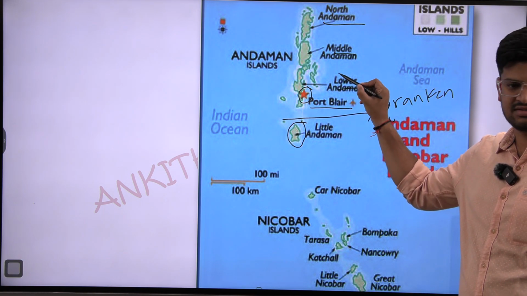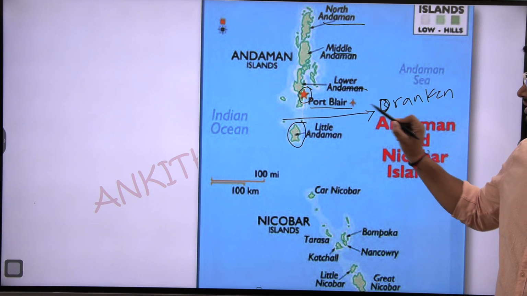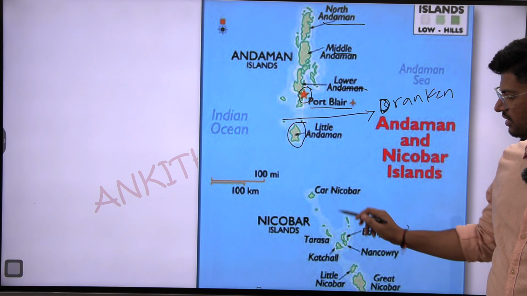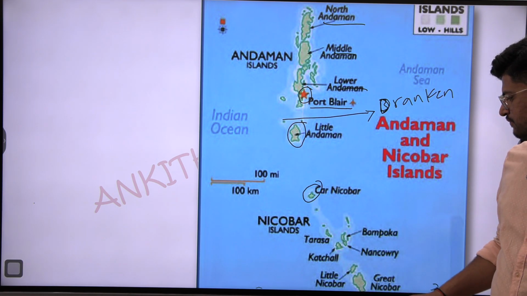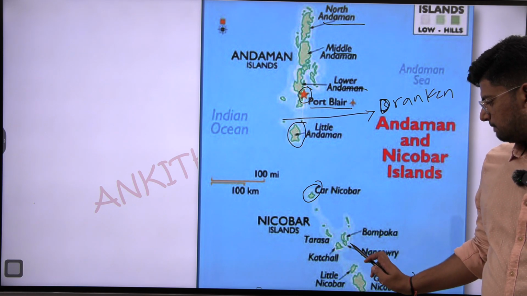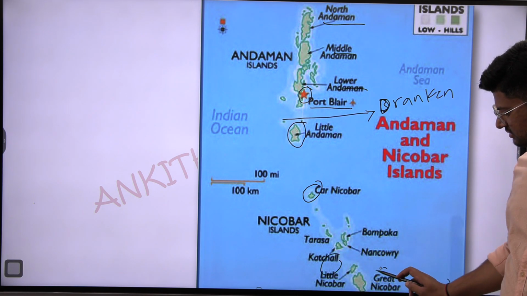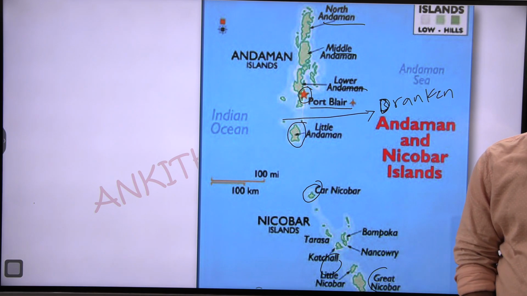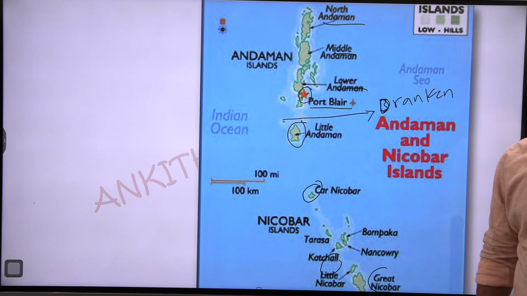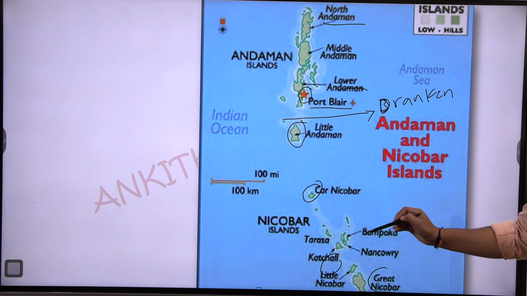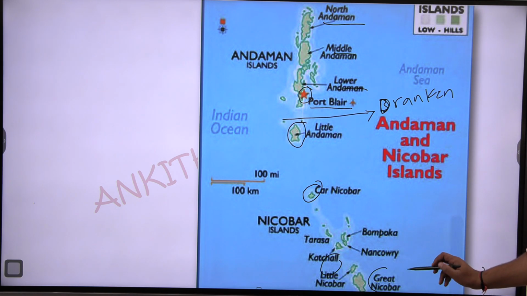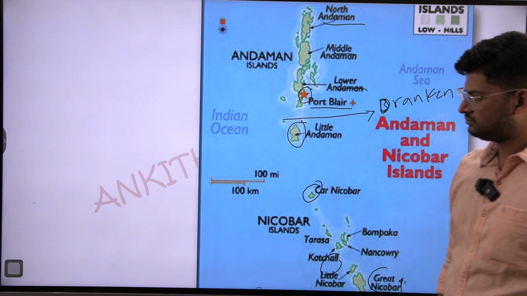Duncan Passage separates Andaman and Little Andaman. Then in Nicobar you have Car Nicobar Island, Little Nicobar, and last is Great Nicobar. So Great Nicobar is the southernmost island of India: Car Nicobar, Little Nicobar and Great Nicobar. India's southernmost point, that is Pygmalion Point, is part of Great Nicobar. Okay.